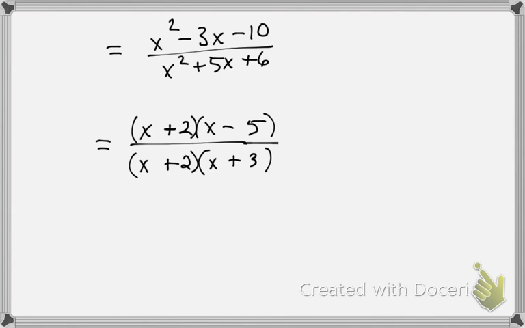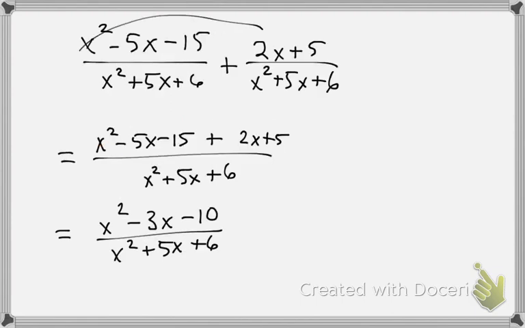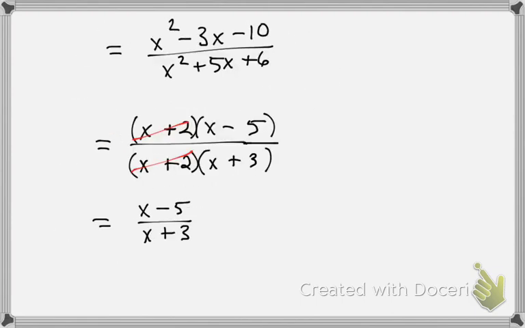So do we have factors in common? x plus 2 divided by x plus 2 is 1, so we're left with x minus 5 over x plus 3. Is that okay? So all that jazz added together worked out rather nice. All right, this is where the other shoe drops.